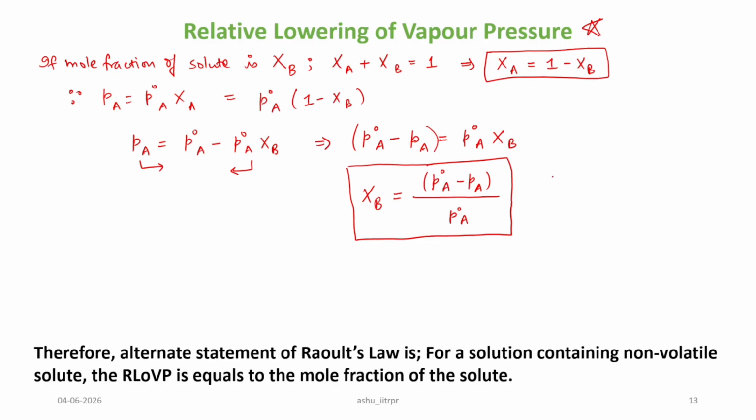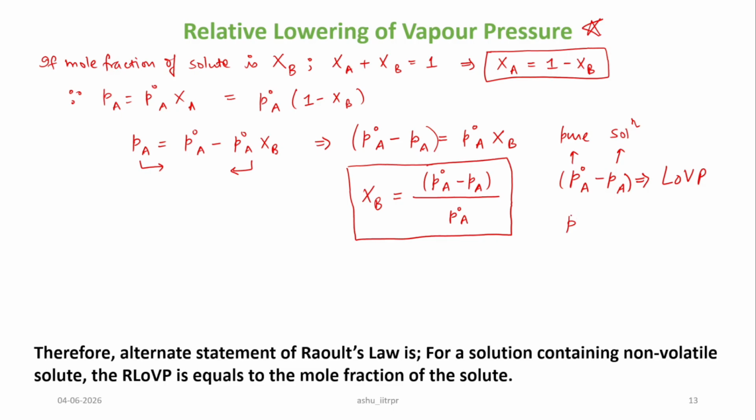So this part, P naught A minus PA. P naught is what? Pure vapor pressure. This is vapor pressure of solution. That means this is pure and this is of solution. Solution means we have added non-volatile solute into it. So after that, PA is the result. This is of pure. That is why it is called lowering of vapor pressure. So this is the vapor pressure which gets lower when we add non-volatile solute, and this is lowering of vapor pressure.